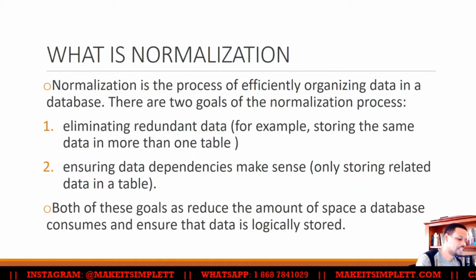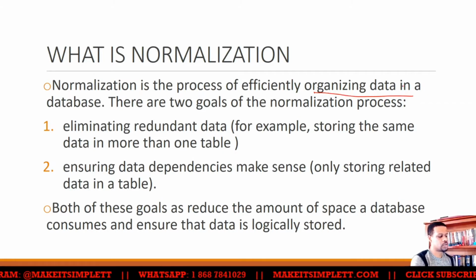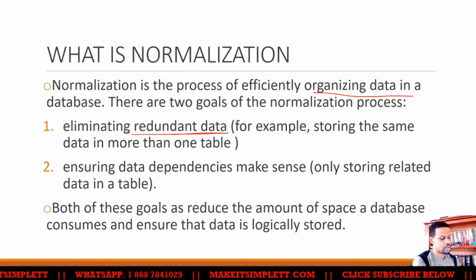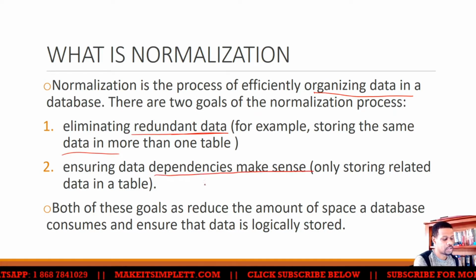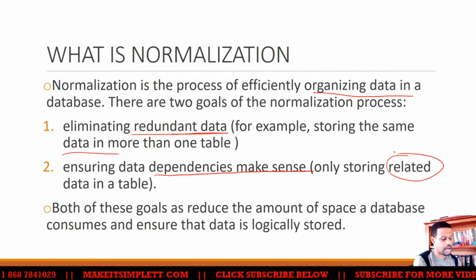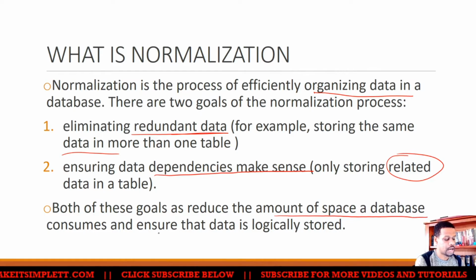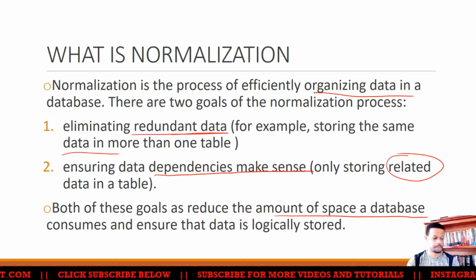So normalization is to efficiently organize data in a database. The two goals would be to eliminate redundancies, so you don't want to store the same data in one table, and ensuring that the dependencies make sense, so making sure the relationships are correct. They both reduce the amount of space in a database, and it makes it more efficient.